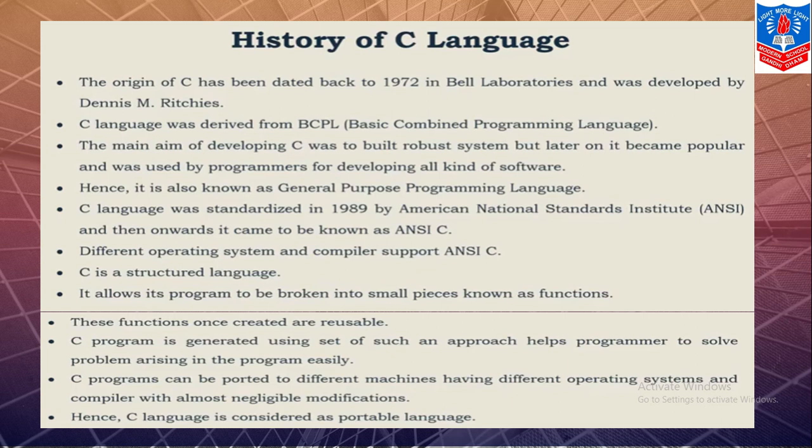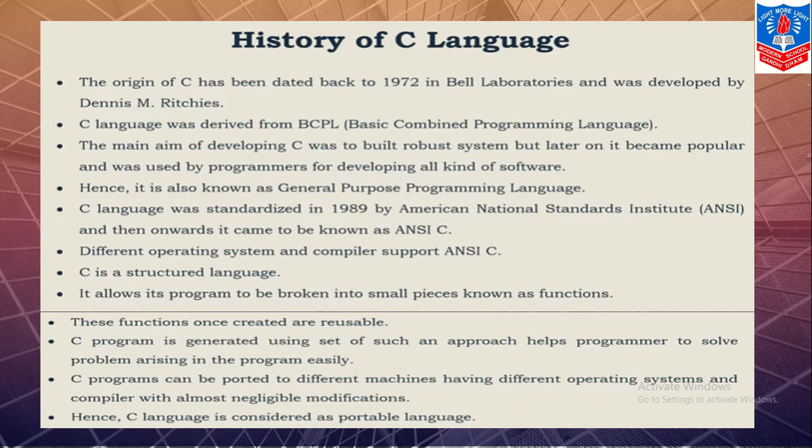Once again, the history of C language, children, is given there, you can go through it. The origin of C dates back to 1972 in Bell Laboratories, developed by Dennis M. Ritchie. C language was derived from BCPL, Basic Combined Programming Language. The main aim of developing C was to build robust systems. Later on, it became popular and was used by programmers for developing all kinds of software. Hence, it is known as GPPL, that is General Purpose Programming Language.